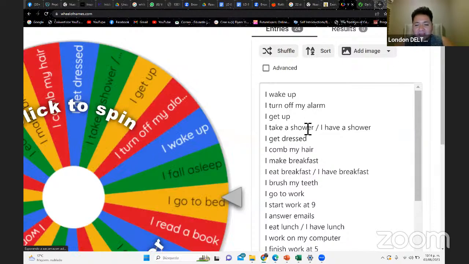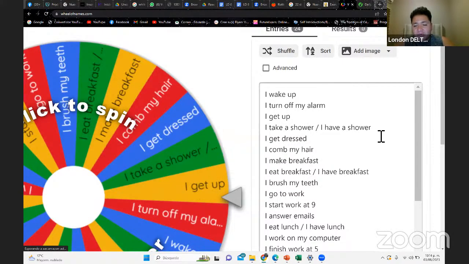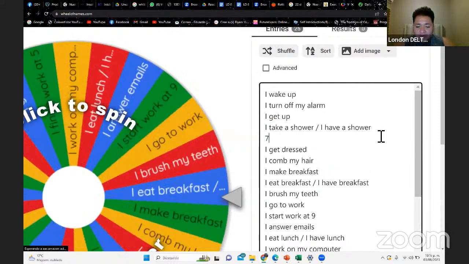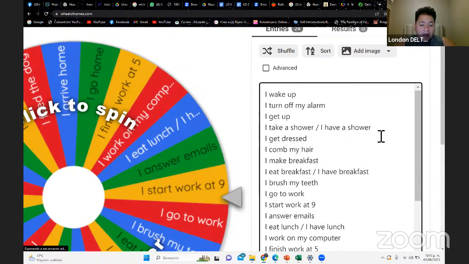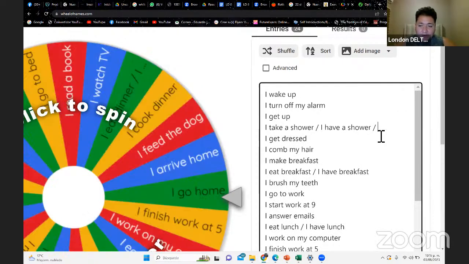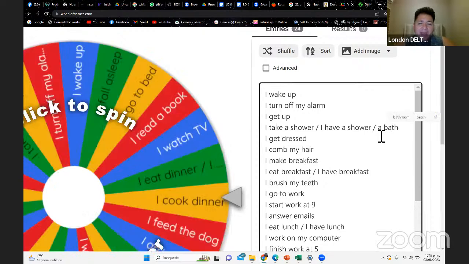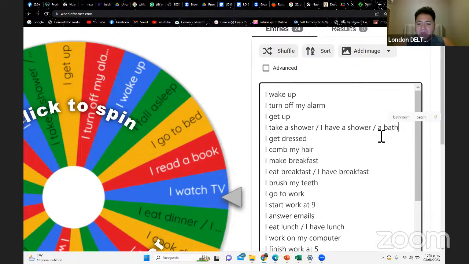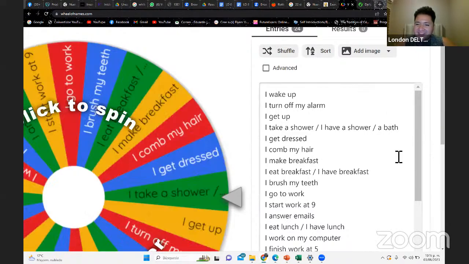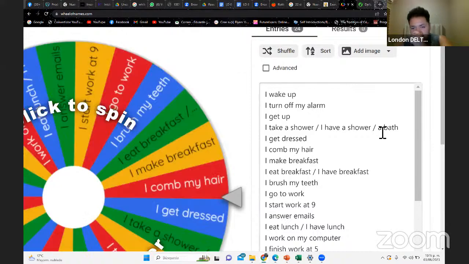Okay, I take a shower. I have a shower, can be possible. A lo mejor si tienes una bañera, entonces puedes decir I take a bath. Bath es la bañera, por eso se llama bathroom. Aunque actualmente dices bathroom, ya sea que tengas una bañera o no. Which is very relaxing, right? I wish I had one. Okay. So take a bath.